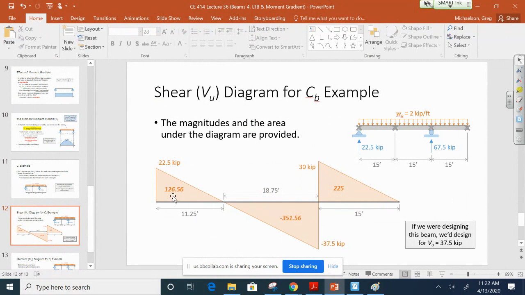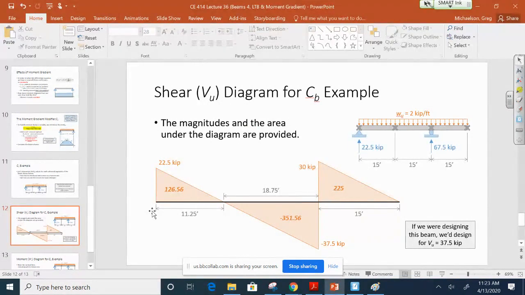I also determine the area under the shear diagram. So remember, this is at a rate of 2 kips per foot. So this distance is just that divided by 2, and this distance is just that divided by 2. And again, these two distances add up to 30. The area under this triangle is 1/2 of this times this. Area under this triangle, 1/2 of this times this, and same thing.